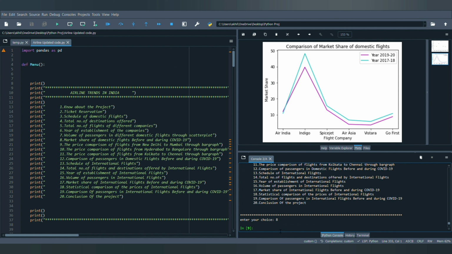Then when I go for the eighth option, it gives me a line chart which is depicting the market share of these different flights, that is before and during COVID. So as we can see, during COVID, the market share has substantially decreased for all of these companies.